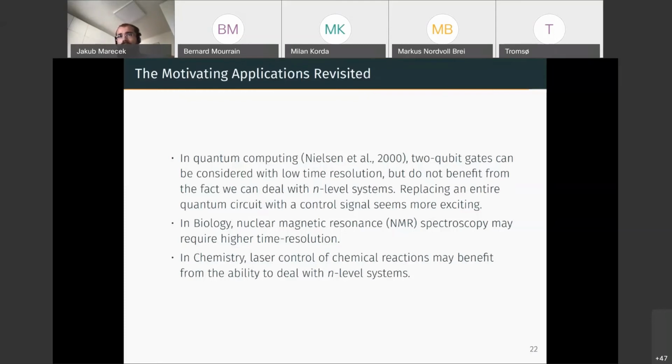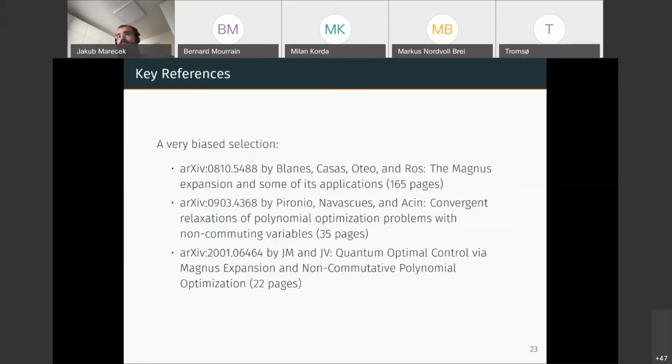So with that, I would like to conclude and give the three key references mentioned. This is the survey of Blanes et al. on the Magnus expansion, which introduces it beautifully. This is the paper of Navas, Gillespie, and Singh, which has introduced the non-commutative POP. And this is our draft, which this talk was based on. And I'm happy to take any questions.